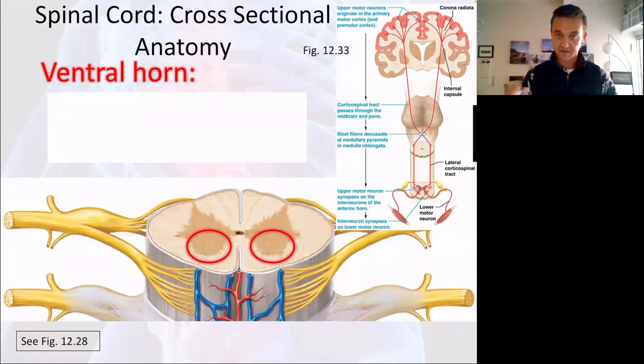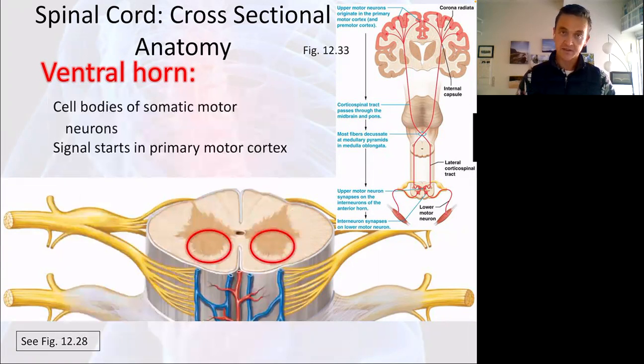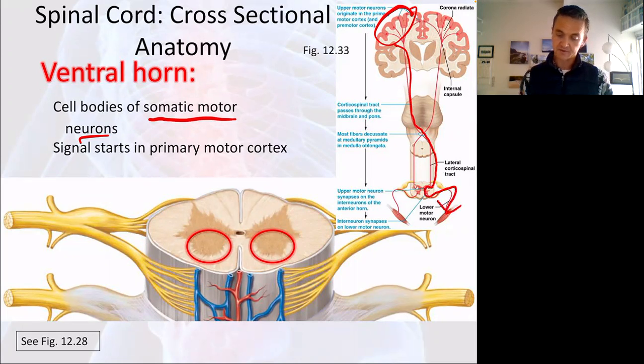And then the other side, the ventral horn is what that's called. These are specifically cell bodies of somatic motor neurons, because we know that the ventral side is efferent, so it makes sense that these are motor neurons, and specifically the somatic ones. The signal starts way up in the primary cortex of the brain. We'll talk about that primary cortex. It comes all the way down, crosses over at some point, comes out through the ventral horn and out to skeletal muscle.